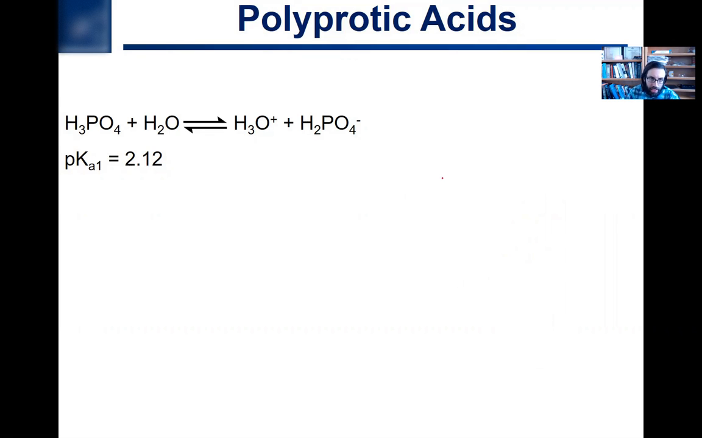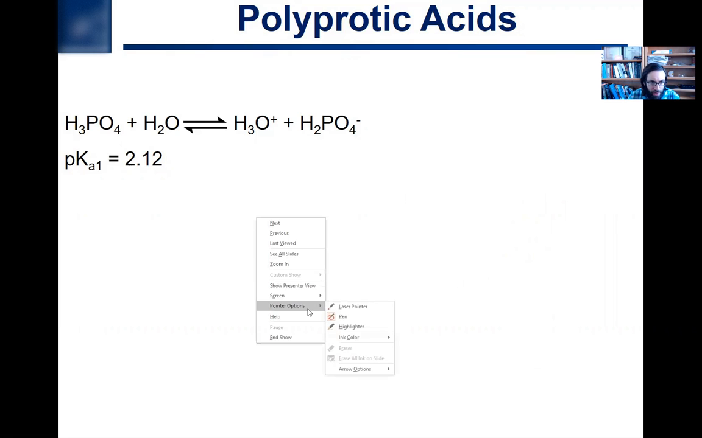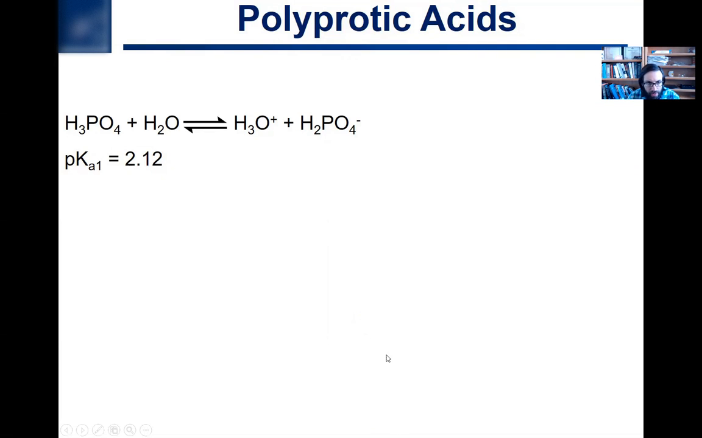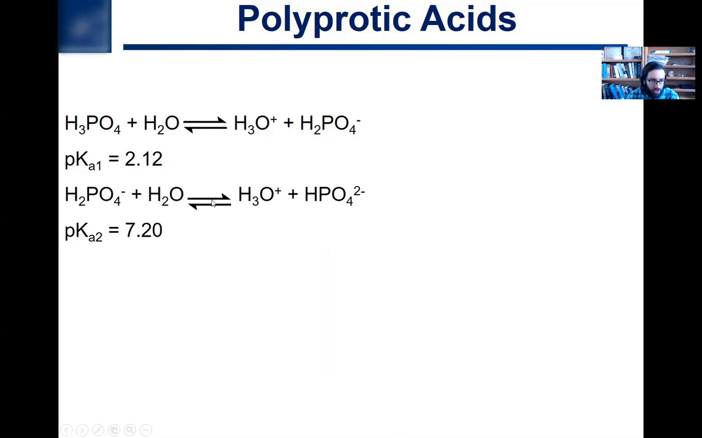A more common one that people think about is phosphate. And so we can show that here with the pKa's. If you think about H3PO4, that's phosphoric acid, and that is basically capable of giving up a proton and making hydronium and this H2PO4 minus anion. That has a certain pKa around 2. We can call that pKa 1.